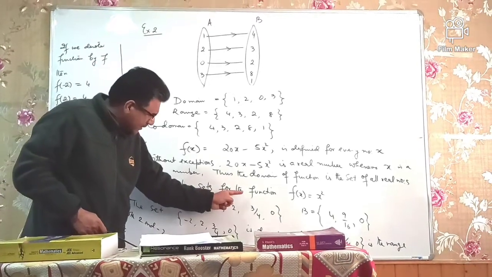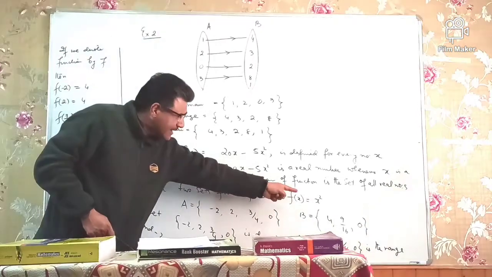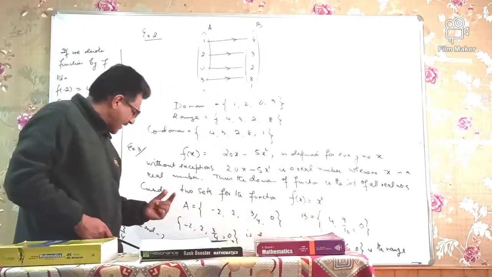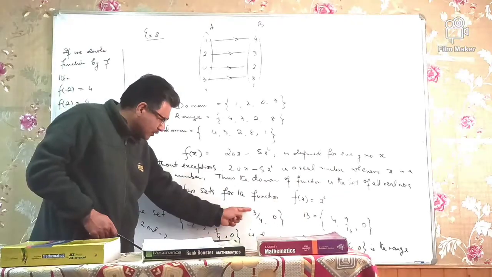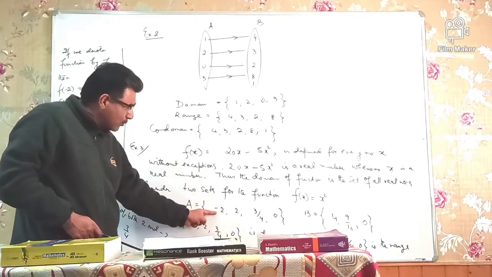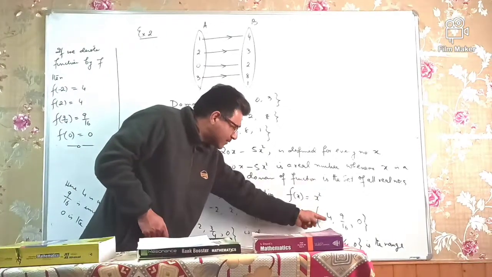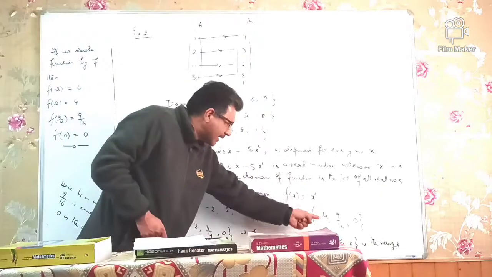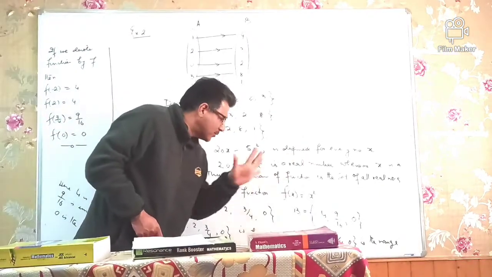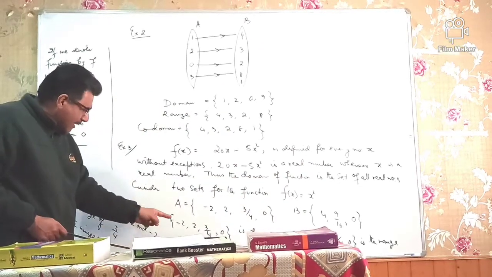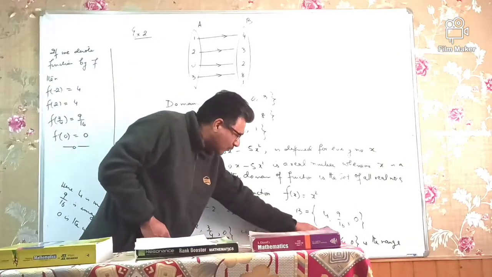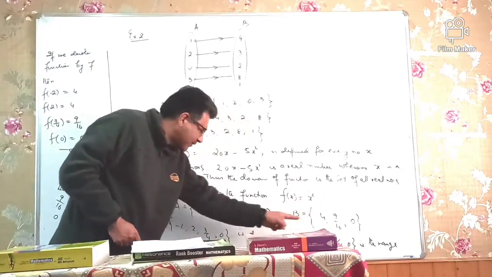Two sets for the function f(x) is x square. If I have f(x) is x square, and I take the set -2, 2, 3 by 4 and 0, this is the set. Now if I put x is equal to -2 here, -2 square is 4. If I put 2 square, that is again 4. If I put 3 by 4, that is 9 by 16. If I put 0, that is 0. So that means the set -2, 2, 3 by 4 and 0 is the domain, and the set 4, 9 by 16 and 0 is the range of the function.